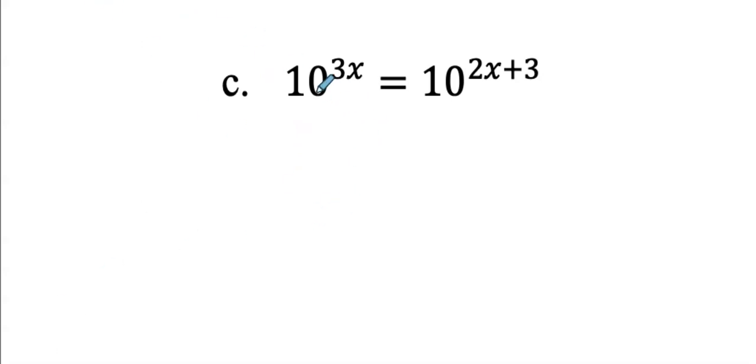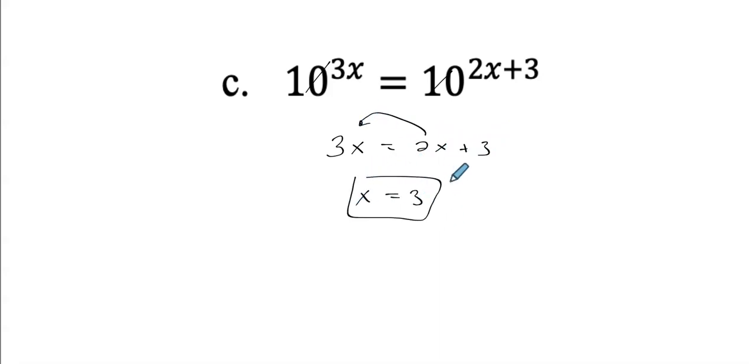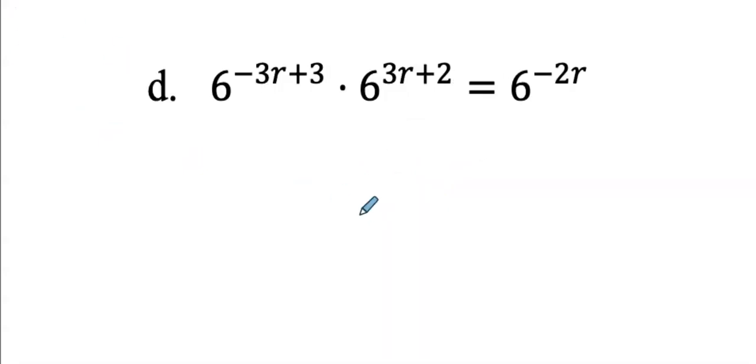All right, so I'm hitting 3 across the board. Again, I'm just going to drop my 10s here. So 3x equals 2x plus 3. Bring over the 2x, subtract 2x from both sides. x equals 3, and you're done. All right, let's ramp these up a little bit.